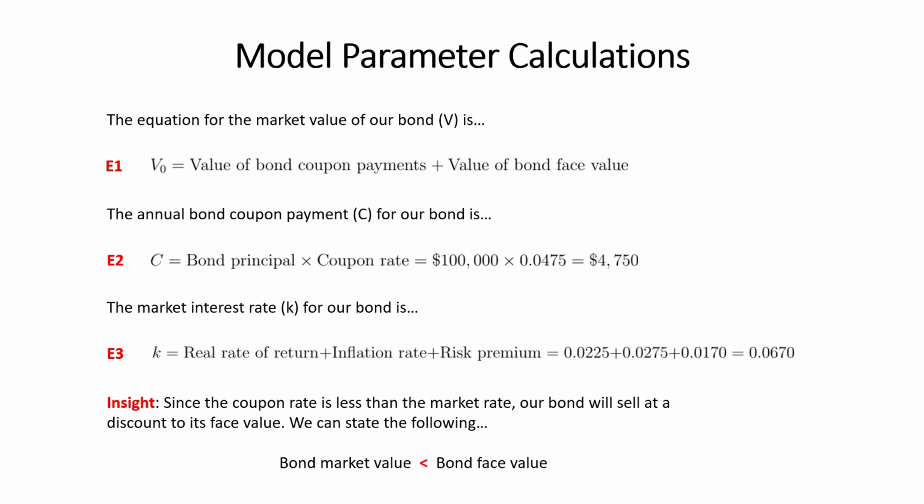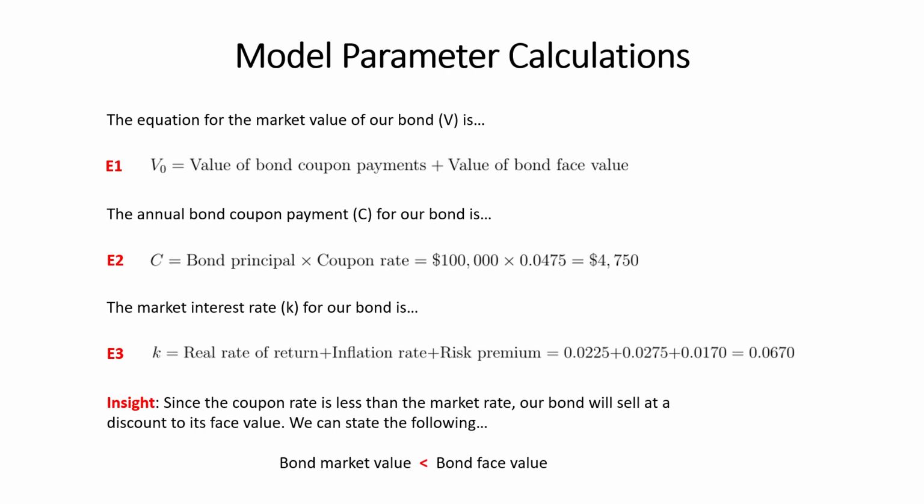So for every year for the first 5 years of this term bond, we're going to receive $4,750 as a coupon payment, which is basically the interest payment. Now the third calculation is equation E3, and this is the market interest rate. We're going to say that's small k.